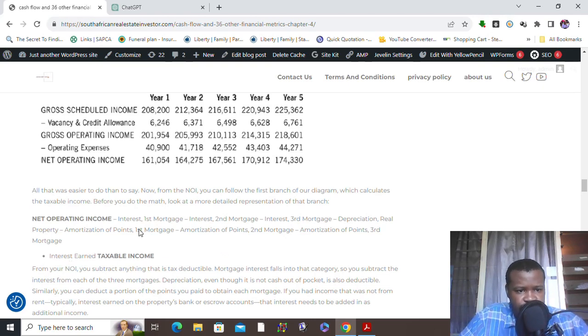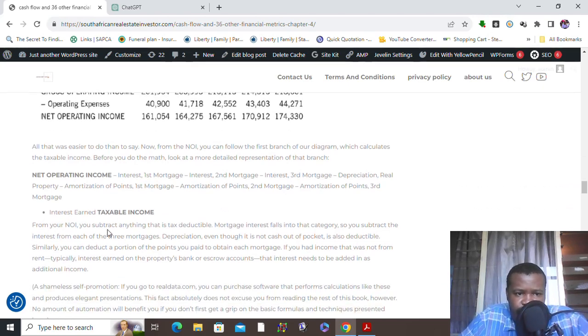Now, the interest earned on taxable income. From your NOI, you subtract anything that is tax deductible. Mortgage interest falls into that category, so you subtract the interest from each of the three mortgages. Depreciation, even though it's not cash out of pocket, is also deductible. Similarly, you can deduct a portion of the points you paid to obtain each mortgage. If you had an income that was not from rent, typically interest earned in the property's bank or escrow accounts, that interest needs to be added in as additional income.